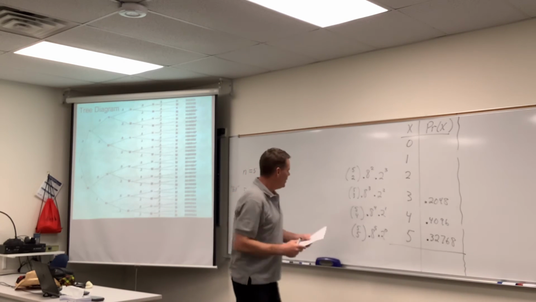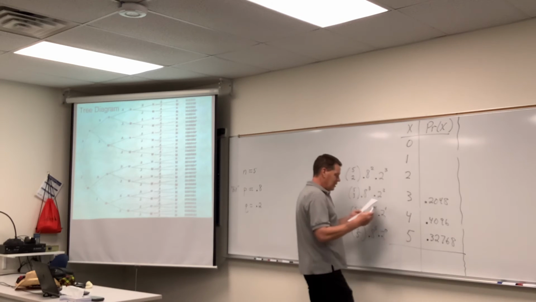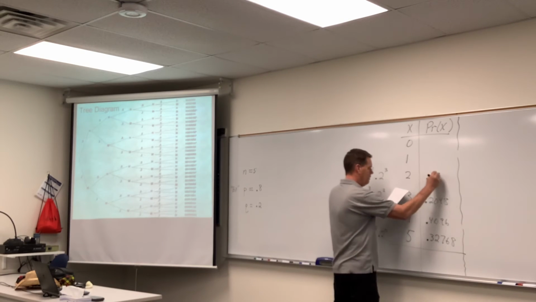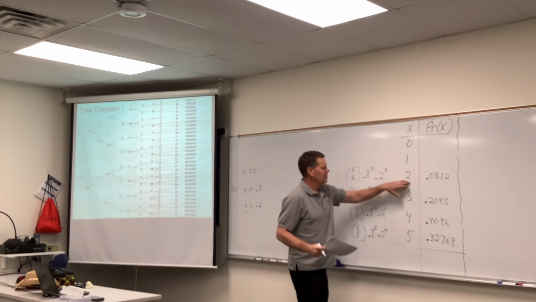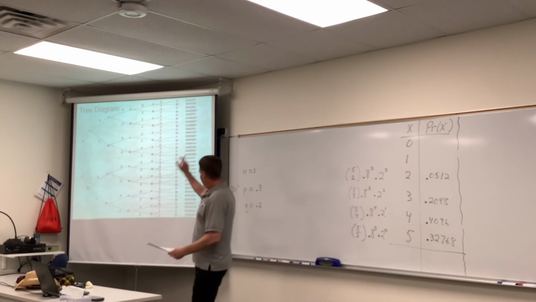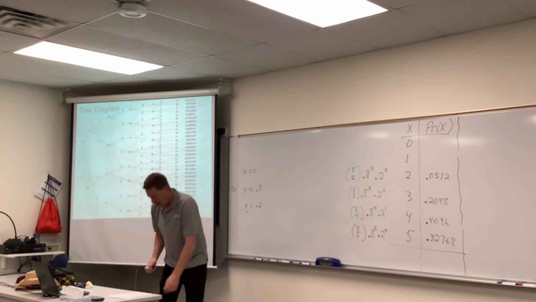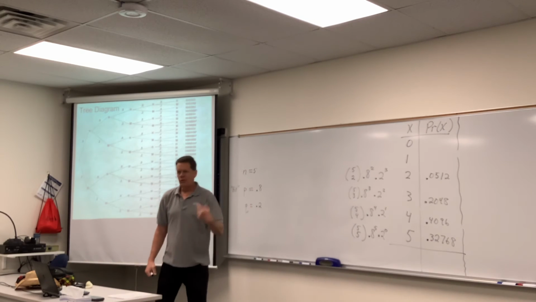I don't know. But anyway, that crunches out to be 0.0512. About a 5% chance he's going to hit 2 of those 5 shots based on that tree there. But again, we can set this up now without the tree.